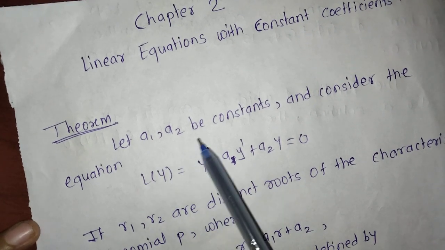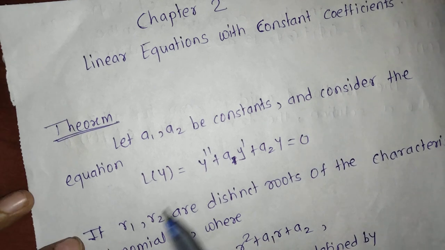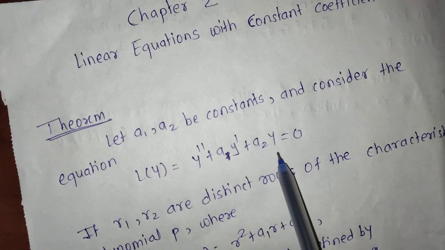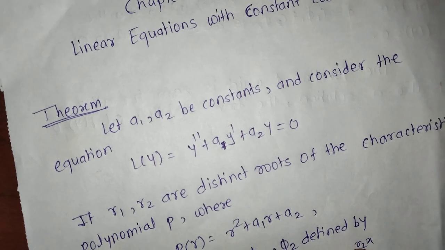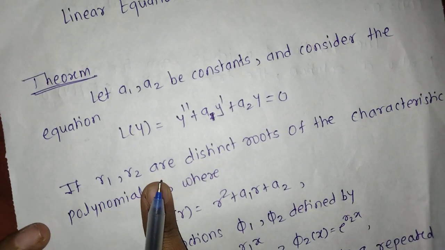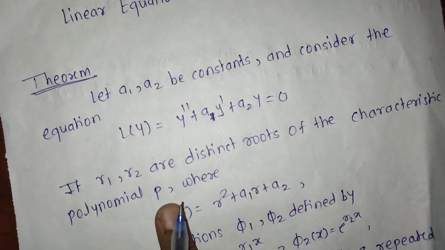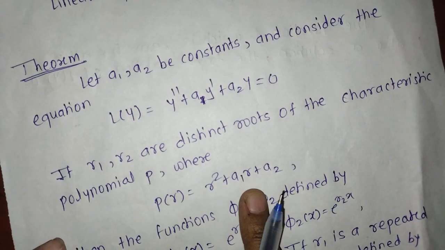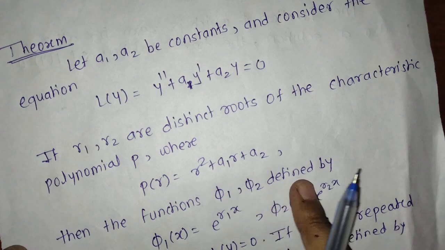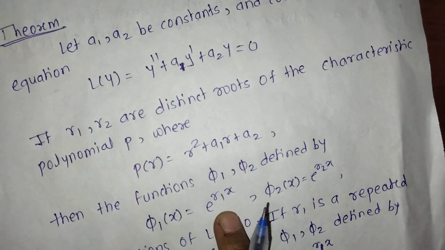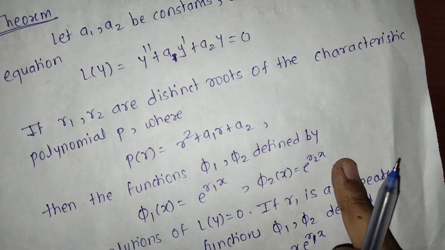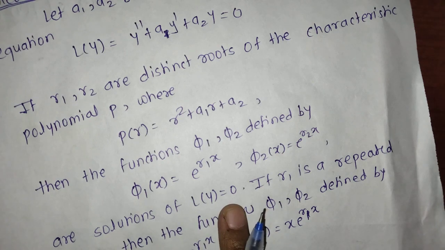First theorem, let a1, a2 be constant and consider the equation L of y is equal to y double dash plus a1 y dash plus a2 y is equal to 0. This is the second order homogeneous equation. If r1, r2 are distinct roots of the characteristic polynomial p, where p of r is equal to r square plus a1r plus a2, then the functions phi1, phi2 defined by phi1 of x is equal to e raised to r1x, phi2 of x is equal to e raised to r2x are solutions of L of y is equal to 0.